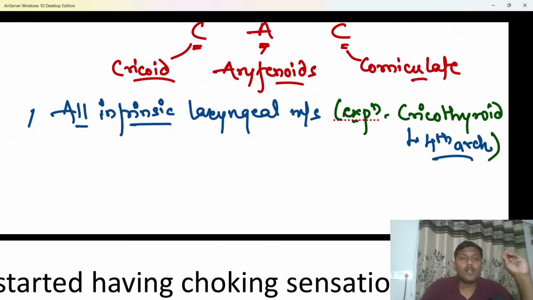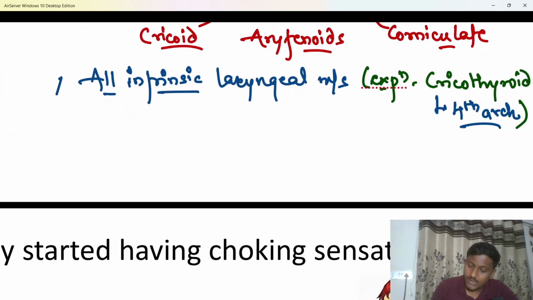And last point, all the intrinsic laryngeal muscles are innervated by, sorry, all intrinsic laryngeal muscles are supplied by the RLN, that is your recurrent laryngeal nerve, except the cricothyroid, beta, which is supplied by the external branch of the superior laryngeal nerve. Remember, last point: all intrinsic laryngeal muscles are supplied by RLN except cricothyroid, which is supplied by the external branch of SLN. No issues till here. Three points about cricothyroid you have to remember. It is always an exception.